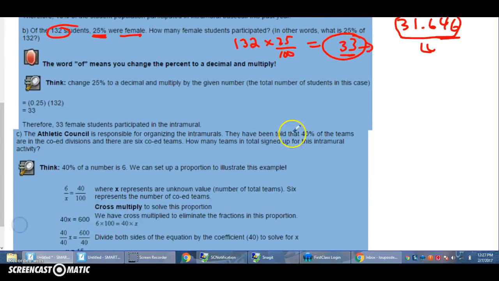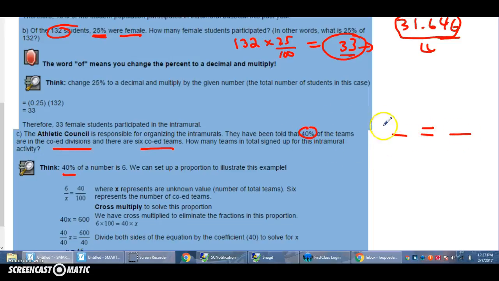And then you get to C here. This is a good one. It says that normally 40% of the teams are in the co-ed division, and there are 6 co-ed teams. So how many teams are there in total? So this is all about ratios, and this is the equal sign, and you're going to have ratios or fractions and set them equal to each other.